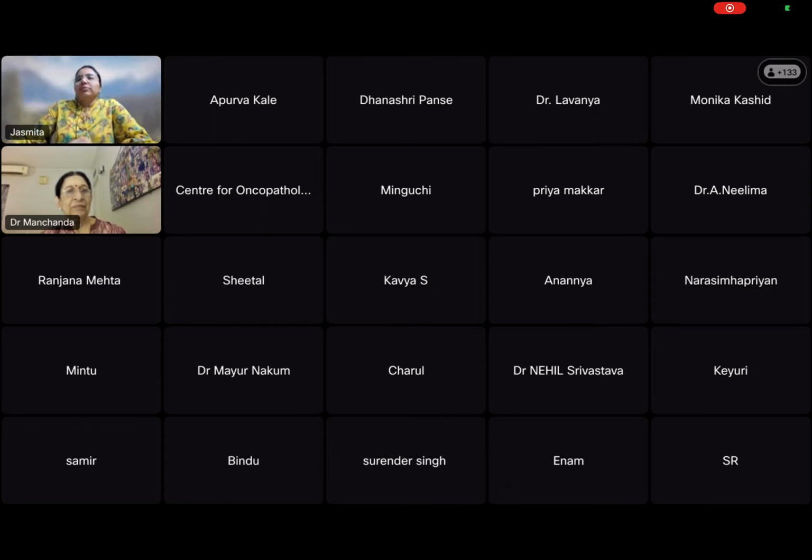Mintu has just asked, in a leukoerythroblastic picture, is it necessary for the TLC to be high? No, not necessarily. You just need to have a left shift and you need to have NRBCs. You may even have only 1 or 2 NRBCs per 100 WBCs and yet you will call it leukoerythroblastic.